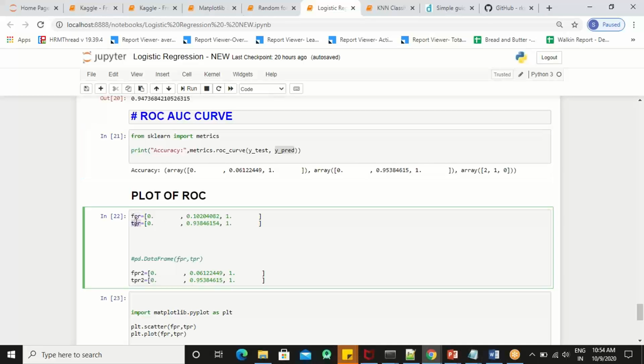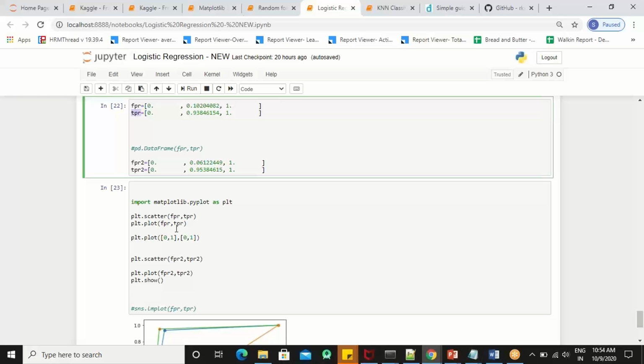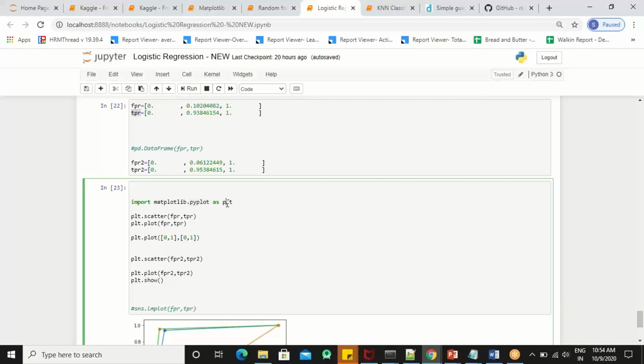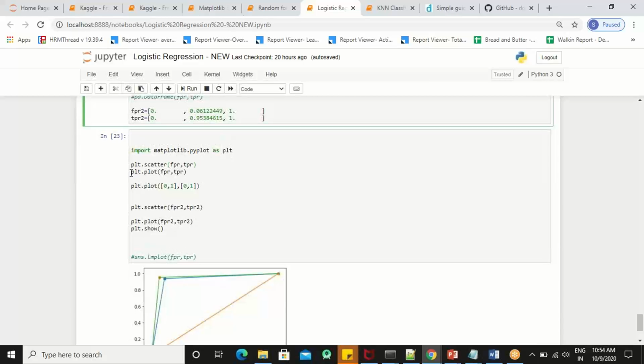Now, if you get the FPR and the TPR, like 2 arrays, you can simply plot it, right? On the x-axis, you will put the FPR. On the y-axis, you will put the TPR. So, using matplotlib.pyplot, you will plot a scatter plot. Okay. So there are 3 points, right? 1, 2, and 3. So you will simply plot it. Let me show you this.